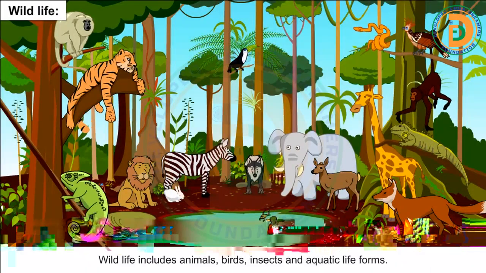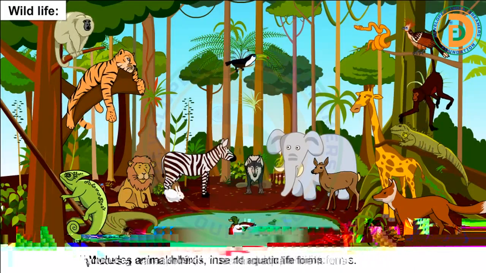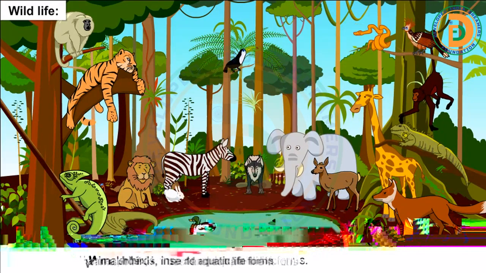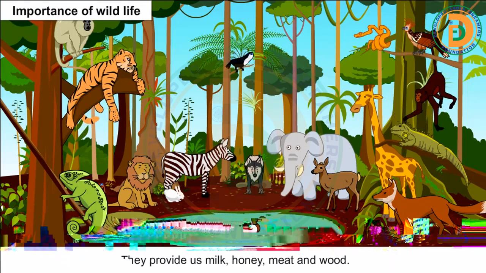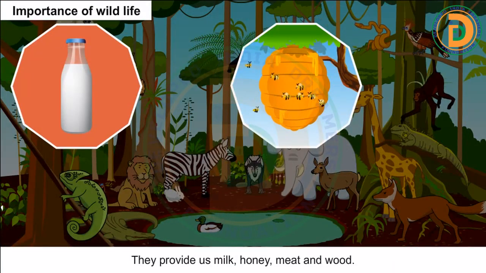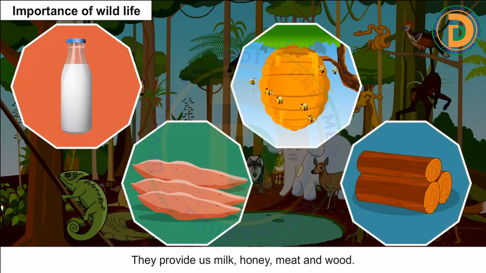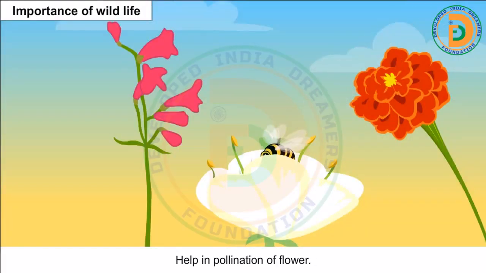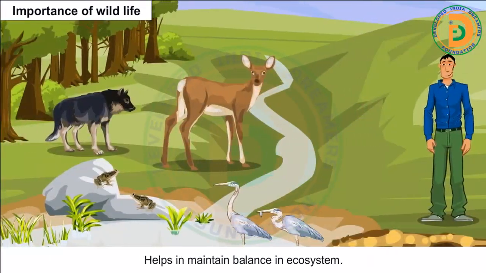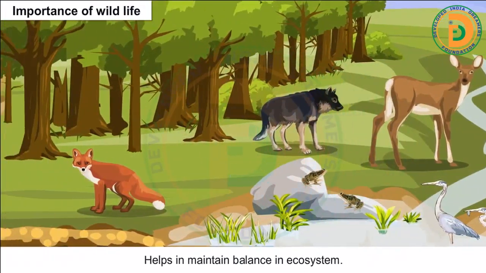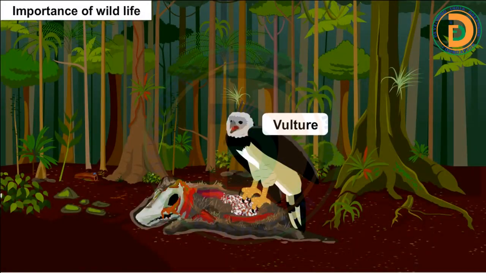Wildlife. Wildlife includes animals, birds, insects, and aquatic life forms. Importance of wildlife: they provide us milk, honey, meat, and wood. They help in pollination of flowers, for example, bees. They act as decomposers in the ecosystem. They help in maintaining balance in the ecosystem. For example, the vulture is a scavenger and hence feeds on dead livestock to keep the environment clean.